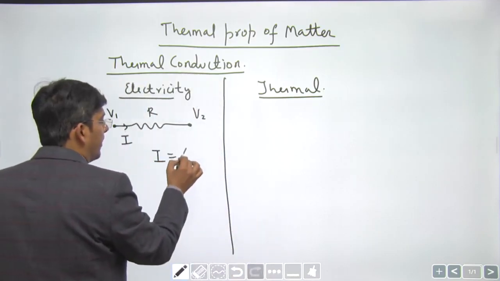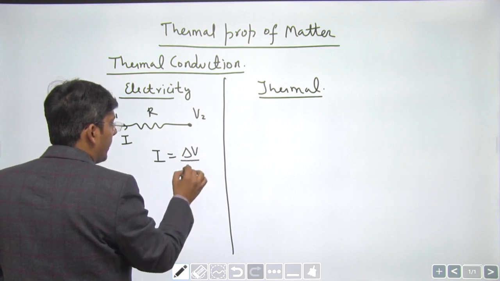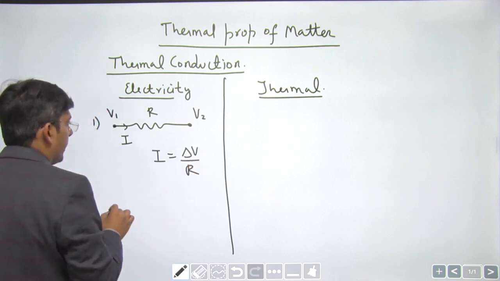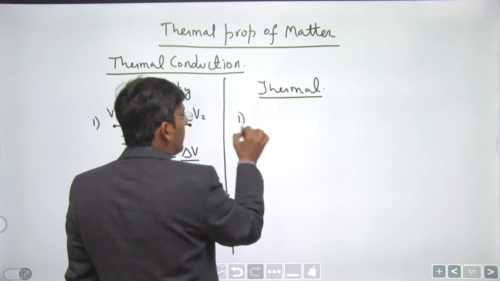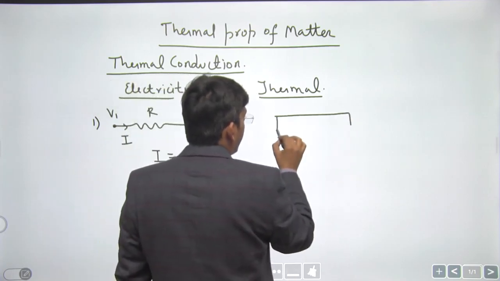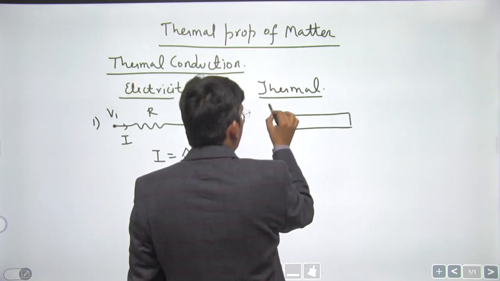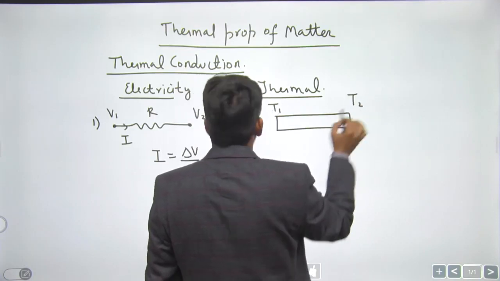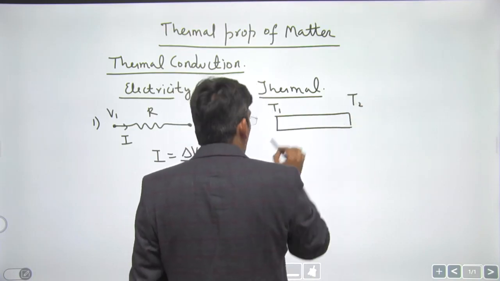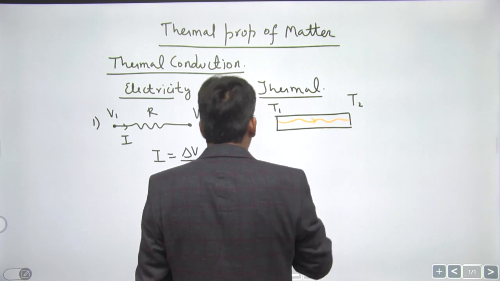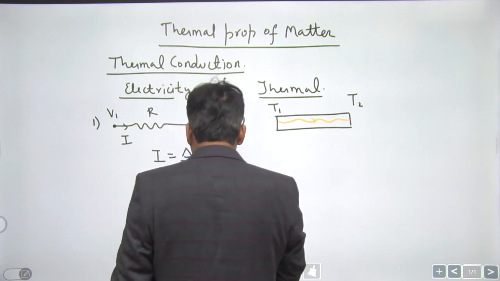So electric current is given by potential difference divided by electrical resistance. Similarly, in thermal, the heat current, that is the rate of flow of heat, is from higher temperature to lower temperature, right? Heat flows because of temperature difference and definitely from higher temperature to lower temperature.